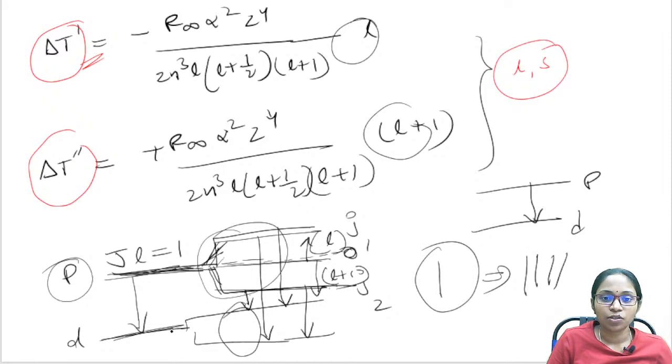And what are the selection rules? These are the conditions we have to follow for electron transition from one orbit to another orbit, or from one energy level to another energy level.